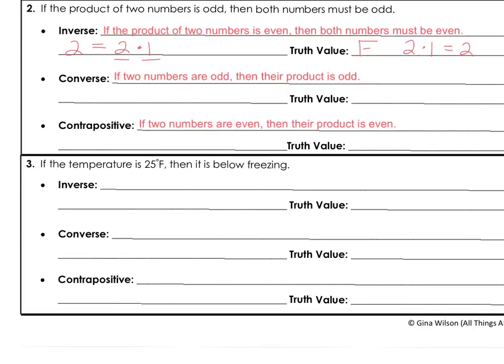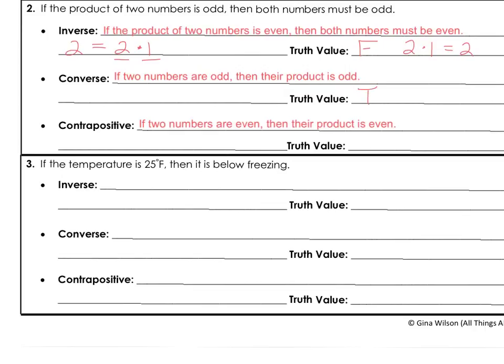Okay? So now on the converse, if two numbers are odd, then their product is odd. So we're looking for odd numbers multiplied together because we first want to take the hypothesis and try to see if we can make that conclusion. So odd numbers, 1 and 3. Okay, they make 3. 1 and 5, 5, 1 and 9, 9. Okay, so 1 and any odd number is going to make it an odd product. But what about 3 and 5? Well, that's 15. 3 and 7, that's 21. 3 and 9, that's 27. It's looking like we probably do have a truth in this particular statement, so we're going to call that true.